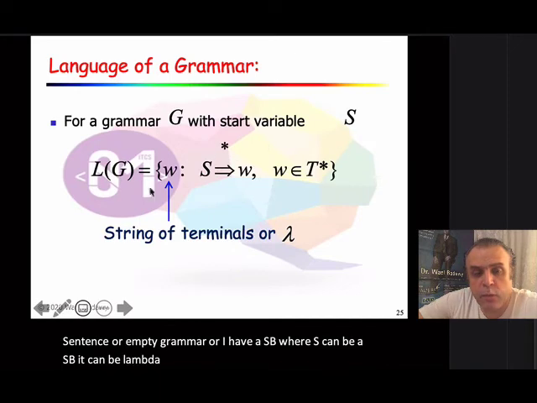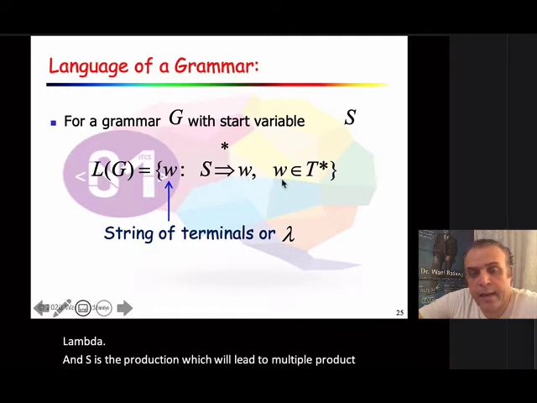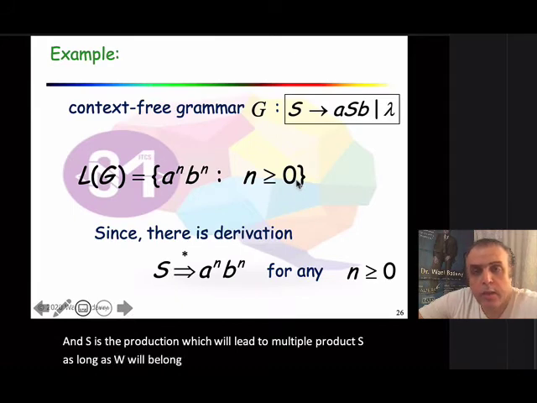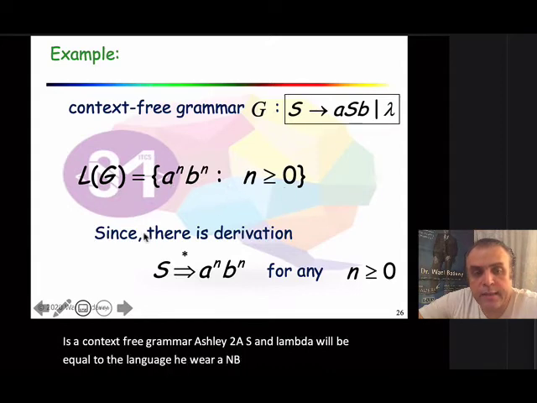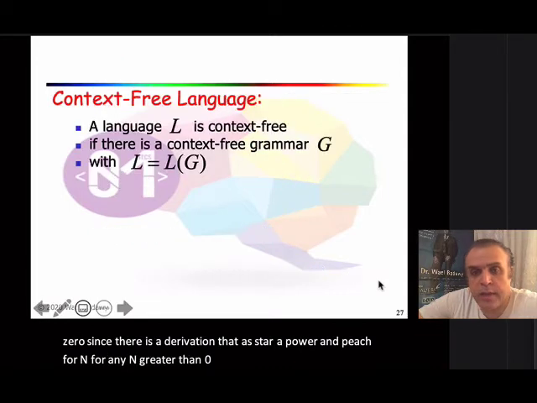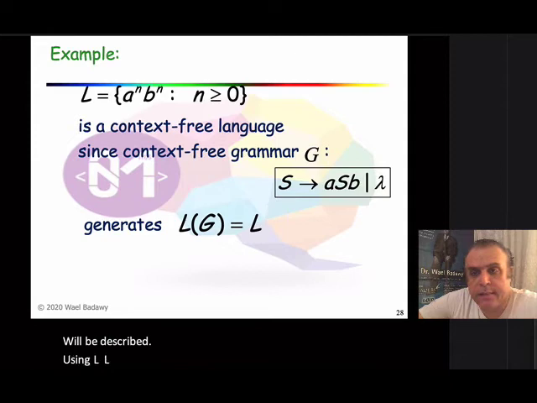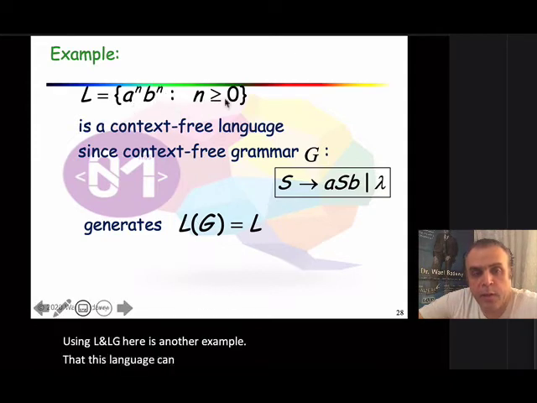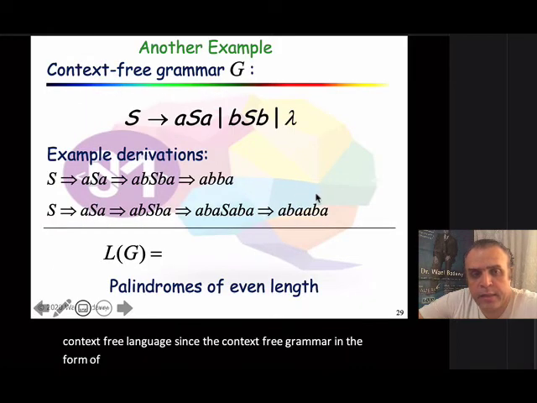So the language of this grammar will be the language of G, where omega is a string of terminals or lambda, and S derives omega in multiple steps, as long as W belongs to T star. So the context-free grammar S leads to ASB and lambda will be equal to the language of G, where A^n B^n, where n greater than 0, since there is a derivation that S star derives A to the power n, B to the power n for any n greater than 0. So this language will be described using L of G. Here is another example that this language A^n B^n, where n greater than 0, is a context-free language, since there is a context-free grammar in the form of S leads to ASB and lambda.